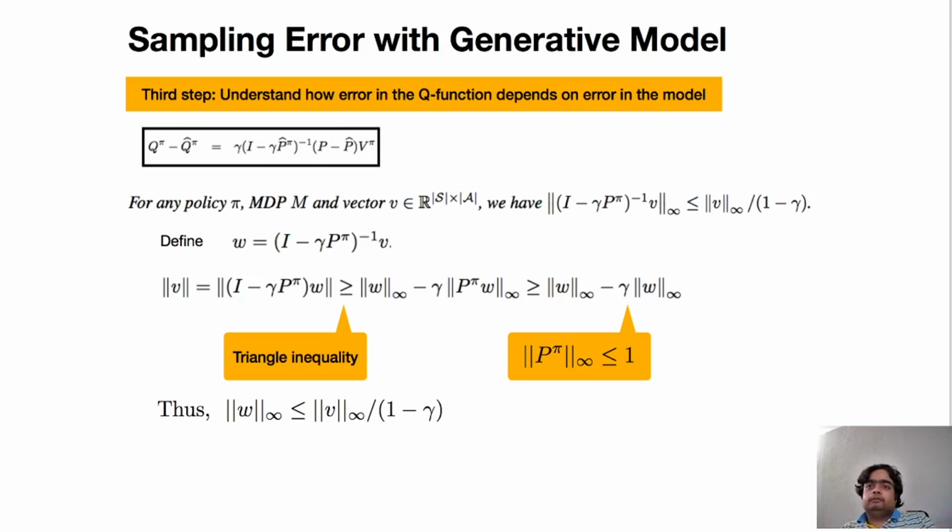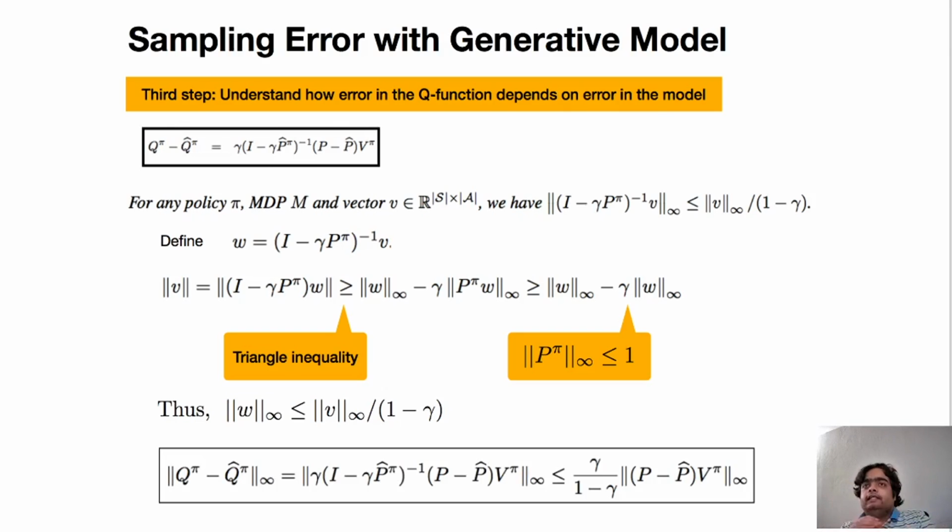So what have we shown here? We have shown that if you were to bound the right hand side of the difference between q values, that term also consists of I minus gamma p pi inverse like terms. So what we can do now is simply put an additional 1 over 1 minus gamma and only look at the infinity norm of the vector that is multiplied to I minus gamma p hat pi inverse, which is equal to the infinity norm of p minus p hat times v pi, which you see on the last line of this slide.